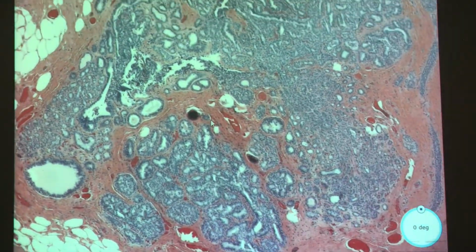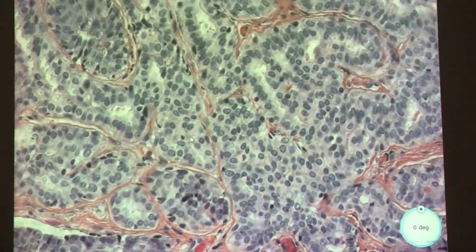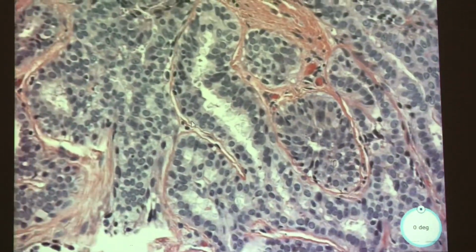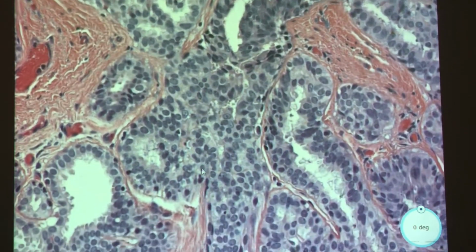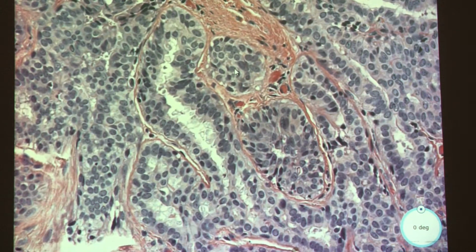I like that. So again, if we're going to call DCIS, we have to grade it. Grade it, yeah. Looking at these cells, there's not too much pleomorphism. That one stuck out just a little.